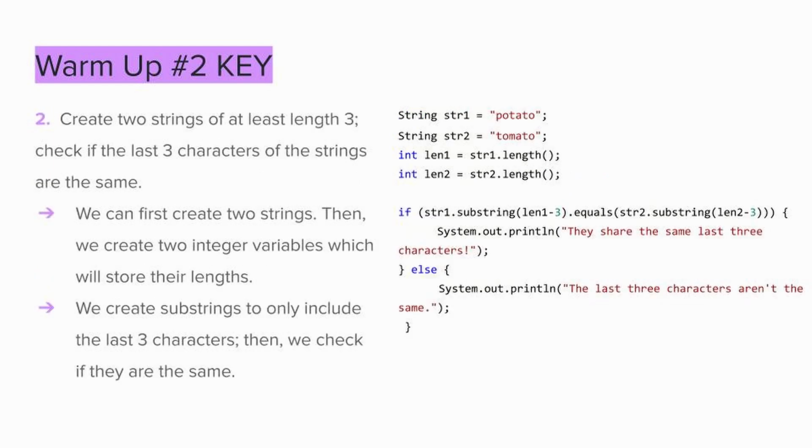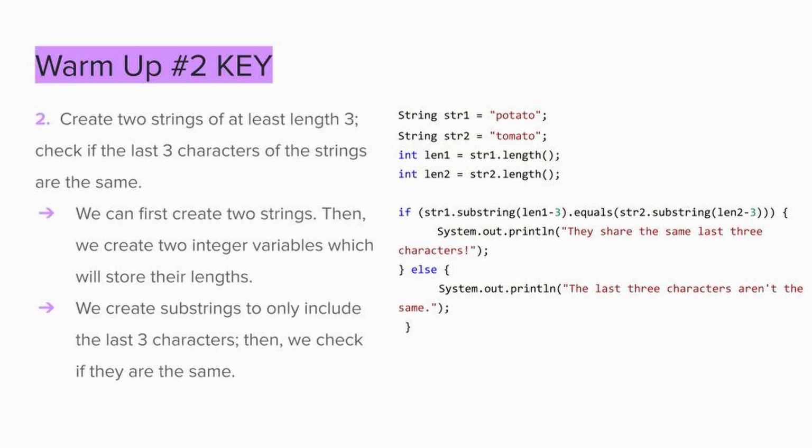Now here's the key for the second question. We made two strings, str1 and str2, and had them store the values potato and tomato. These strings can be set to any word, as long as they are at least 3 letters long. Then we create two integers that will store their length using the length method. To get the last 3 letters of each string, we use the substring method.